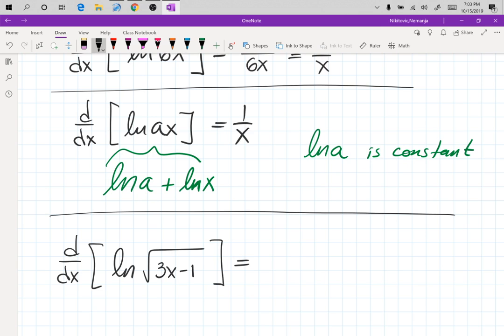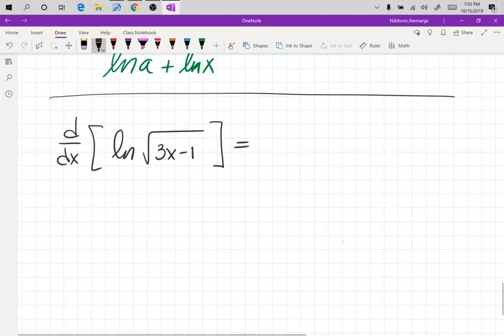All right, we have the boss move. I love it. That's okay. You need to practice. I mean, we just learned the derivatives, so it's okay.